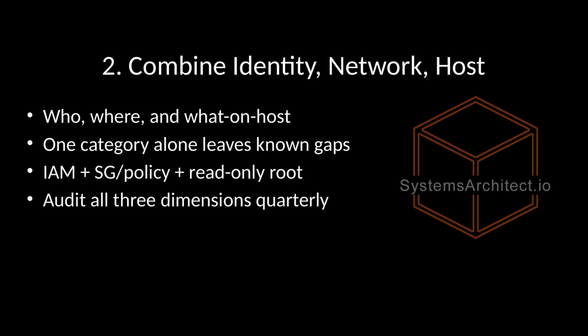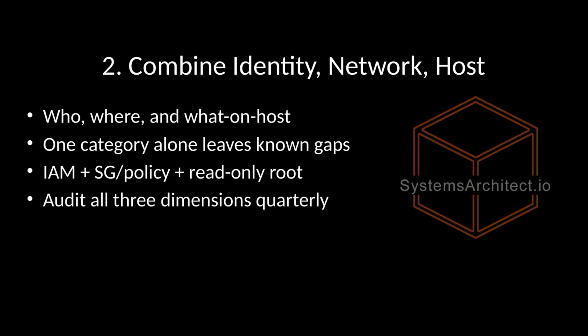For every workload, require at least 1 control from each category. For a container API, that means IAM roles, identity and access management roles, network policies or security groups, and read-only root with dropped capabilities. Audit all 3 dimensions quarterly. On AWS, blend IAM least privilege, security groups, IMDS v2, and for ECS or EKS, network policies plus read-only routes.